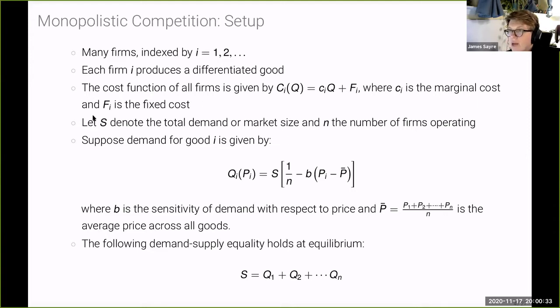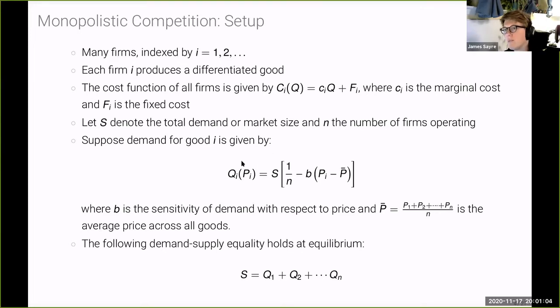Here we're going to denote S as the total demand or market size. And so what S could represent is, suppose that, again, we're in the car industry. And so maybe total demand for cars in the US is, say, $10 billion. And so S would, in this example, then be $10 billion. N here is just going to represent the number of firms that are going to be operating. And so that's fairly straightforward.